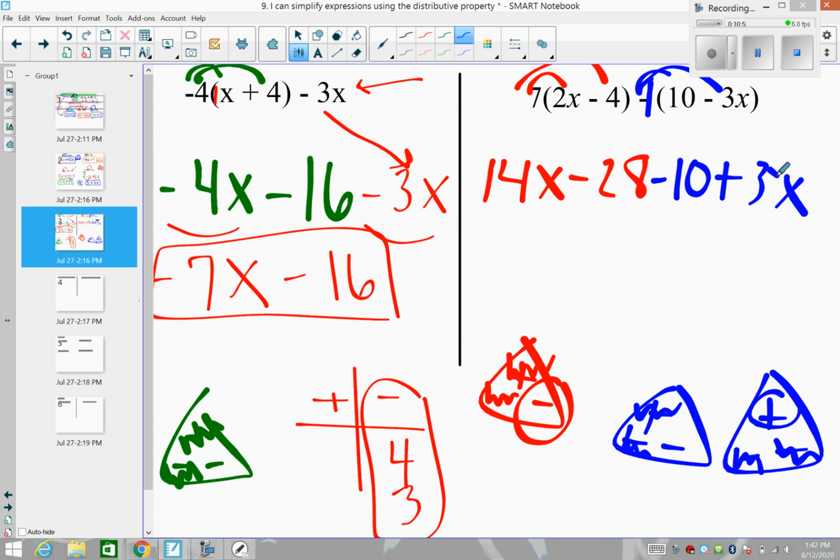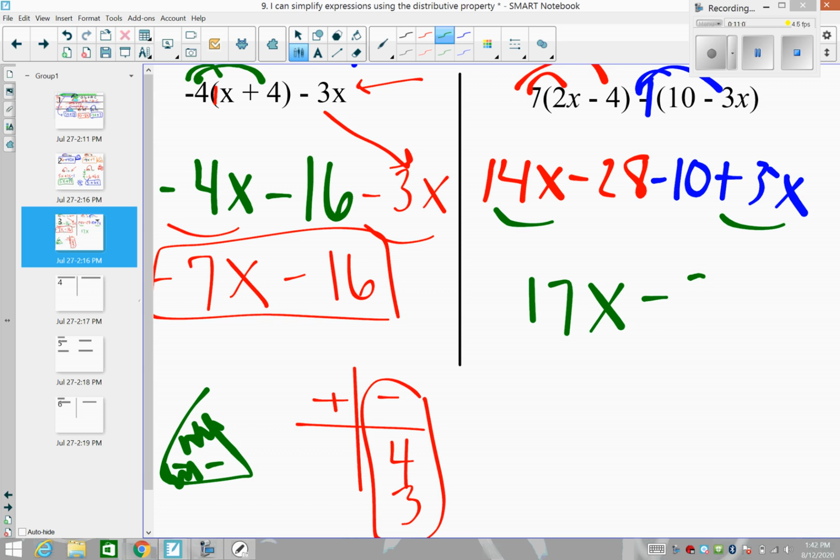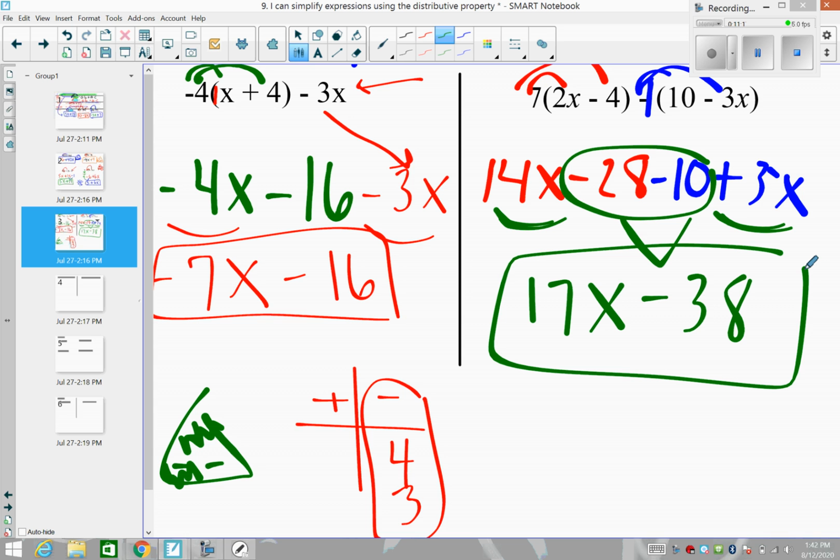Now, we want to combine like terms in the next step. So we end up with 17x minus 38. So the x's can be combined. And right here, if we tug of war that, we end up with a minus 38. Those are unlike terms. So that's as far as we can go. Combine like terms. All right.